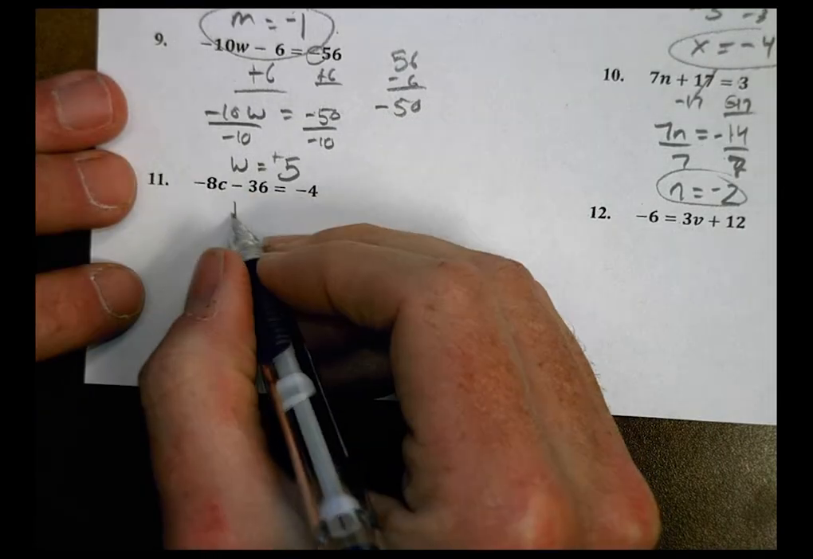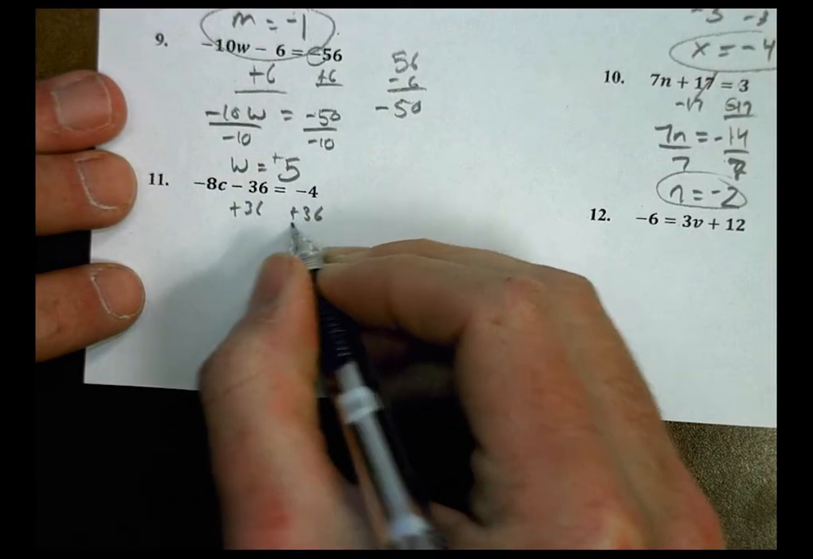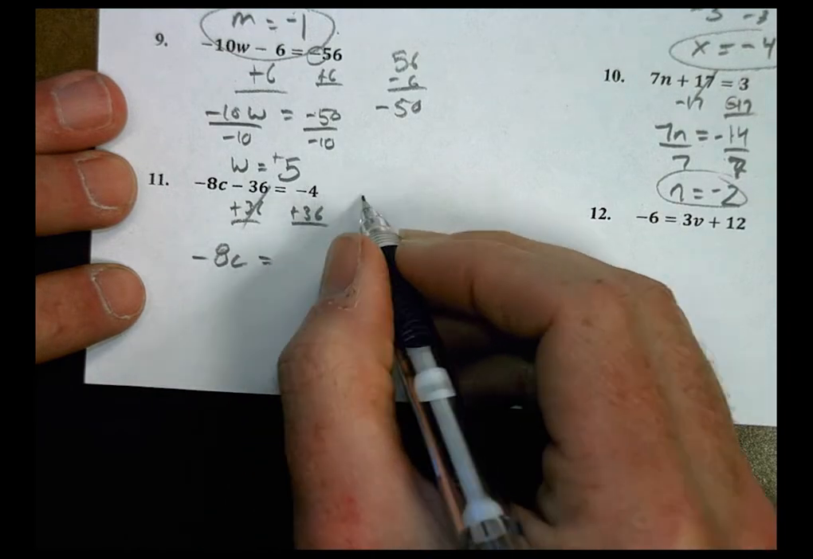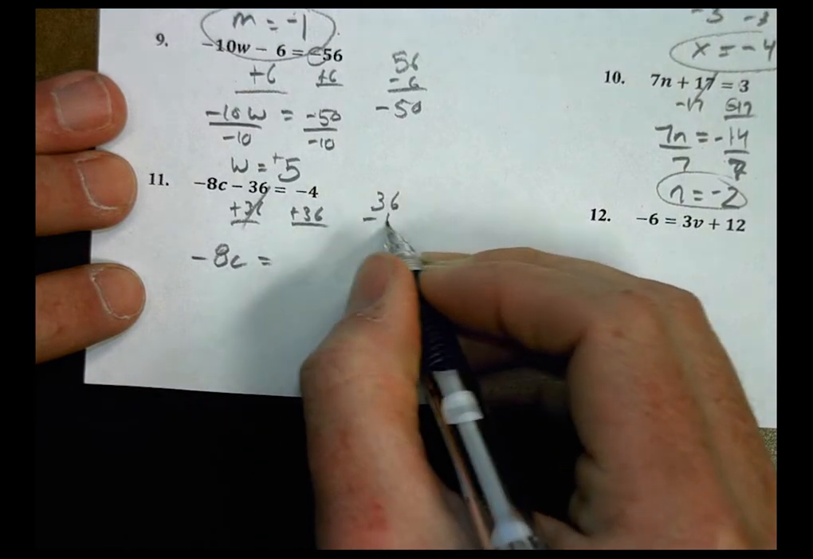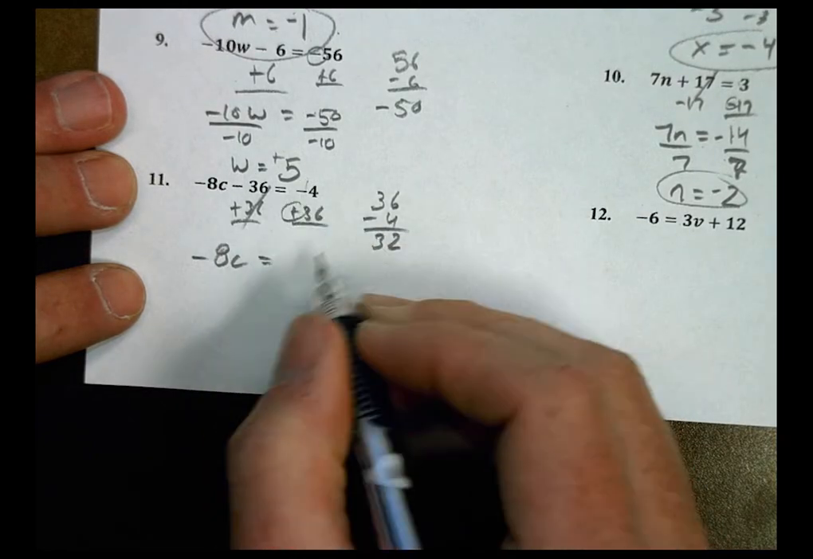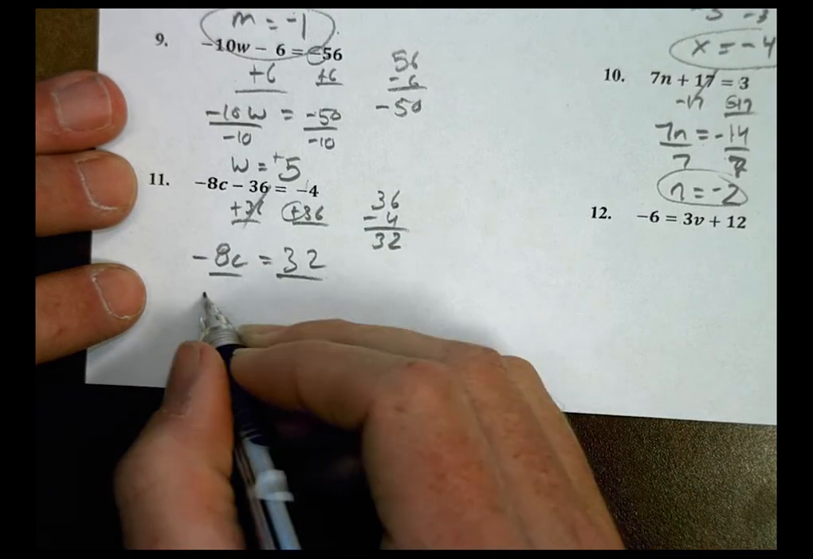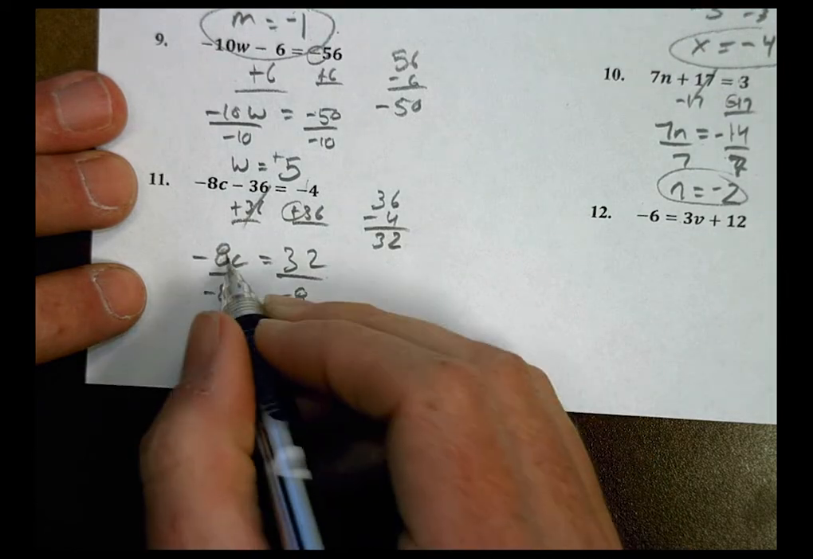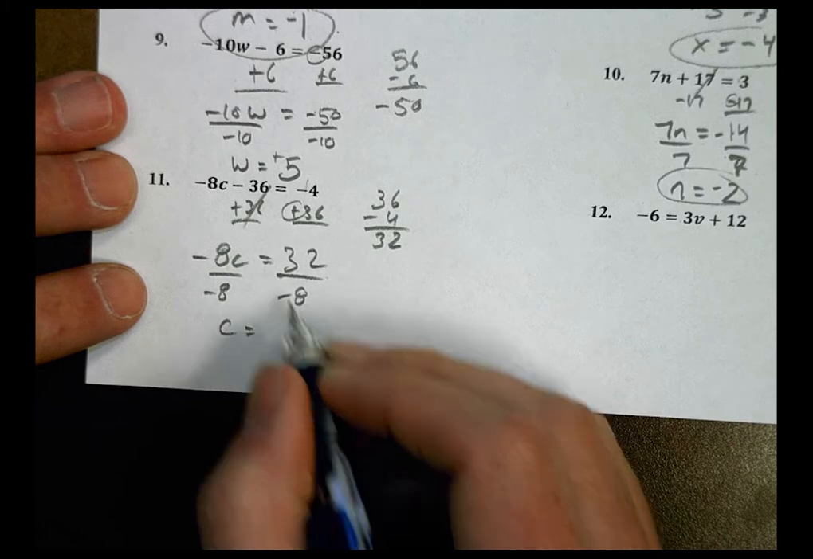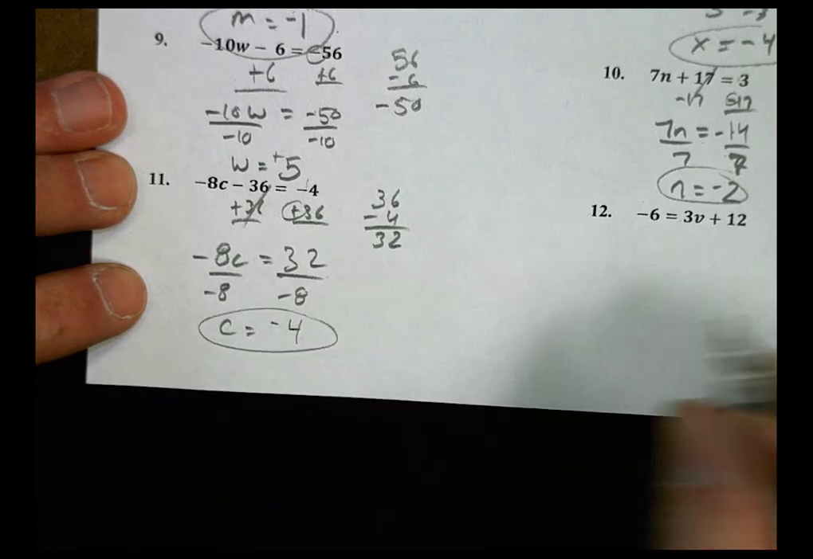We're going to add 36. Add 36 goes away. Negative 8c equals I have 36 minus 4 and a negative 4, so I'll find the difference, which is 32. The greater absolute value one is a positive, so we keep it a positive 32. Let's divide both sides by 8 to get the c by itself. 32 divided by 8 is 4. Positive divided by negative is negative.